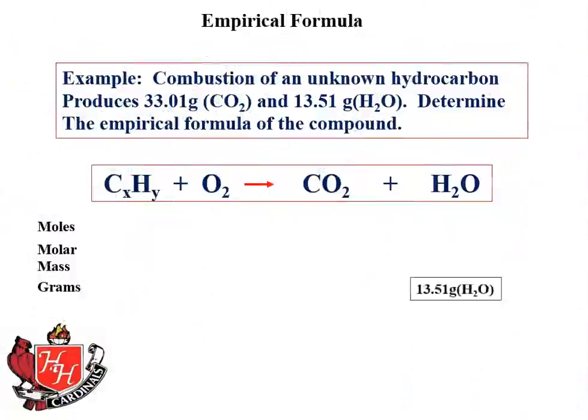Okay, now we've got to figure out hydrogen. How many moles of hydrogen do we have? So we say we have 13.51 grams of H2O. So we're going to start our equation with that. Then we're going to take the molar mass of H2O, which is 18.02. Again, 16 for the oxygen and 1.01 for each hydrogen. So that's 2 times 1.01 plus 16 is 18.02.